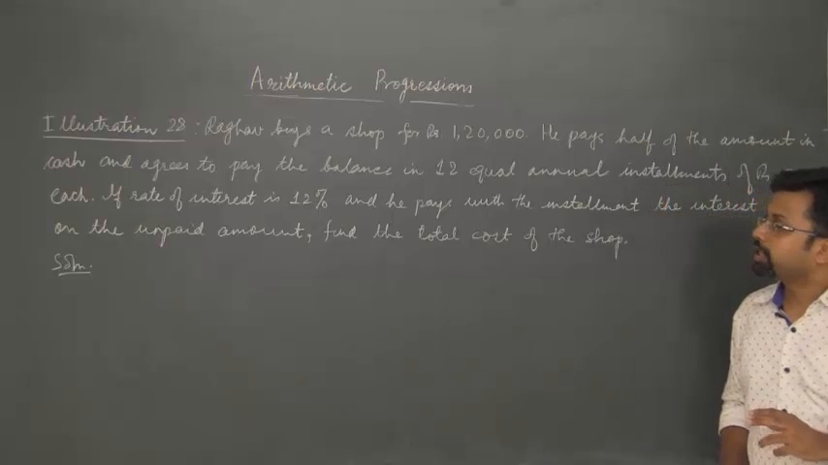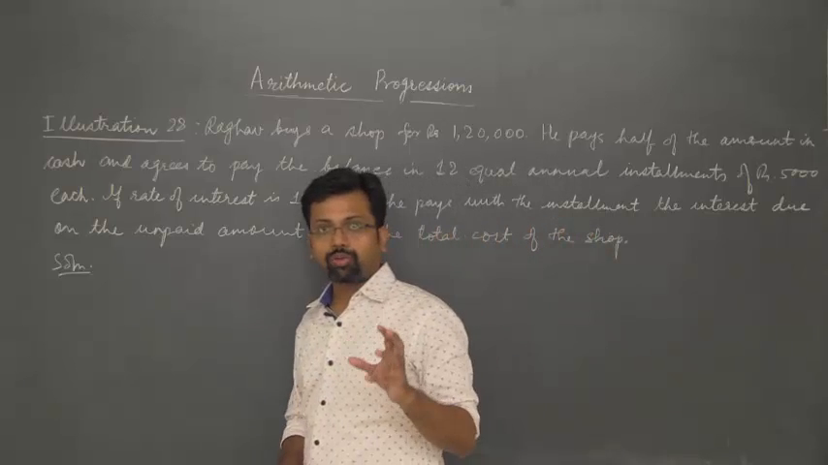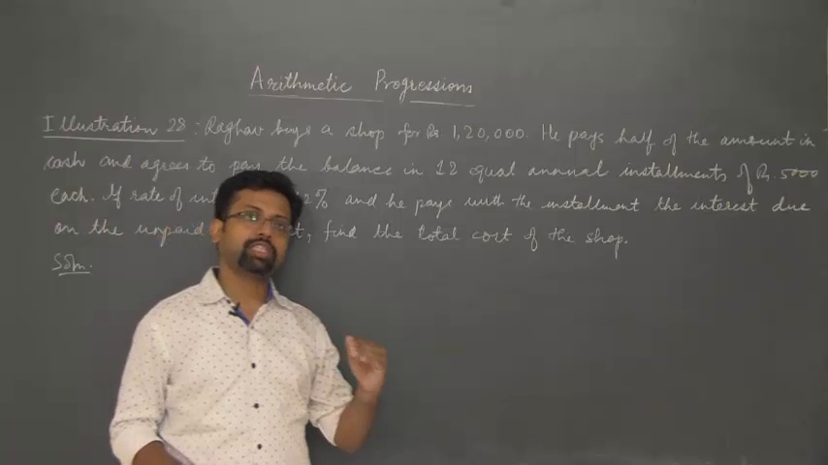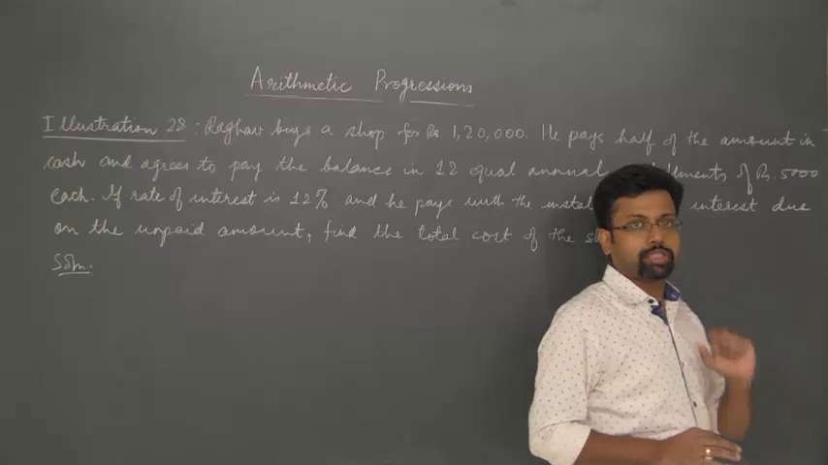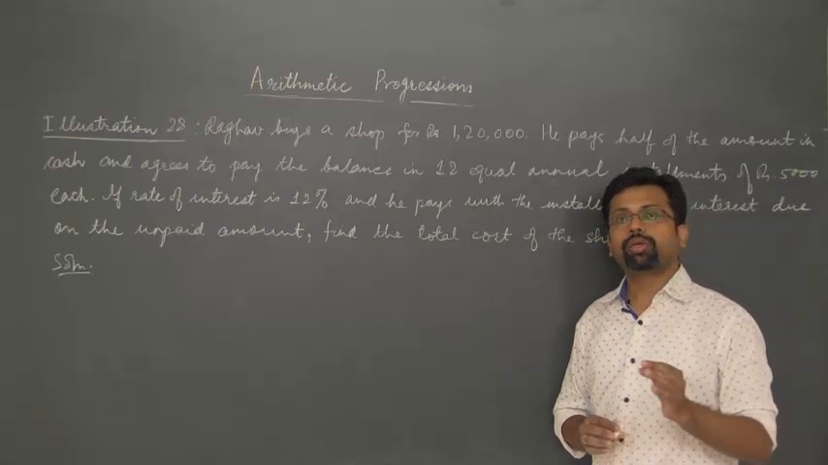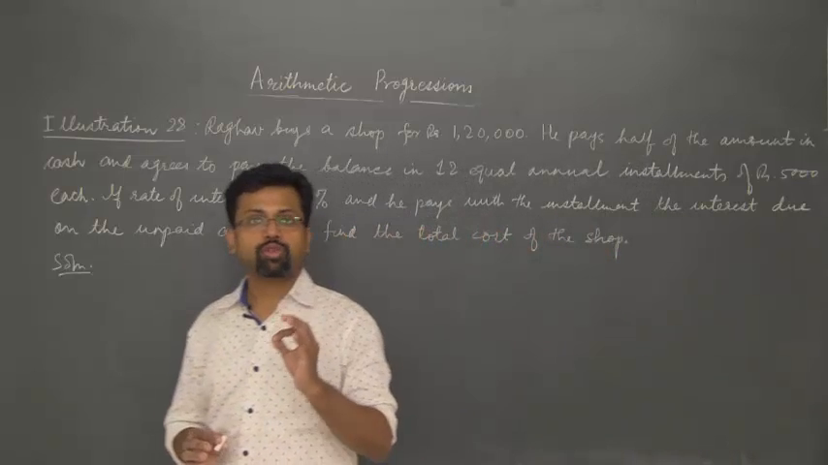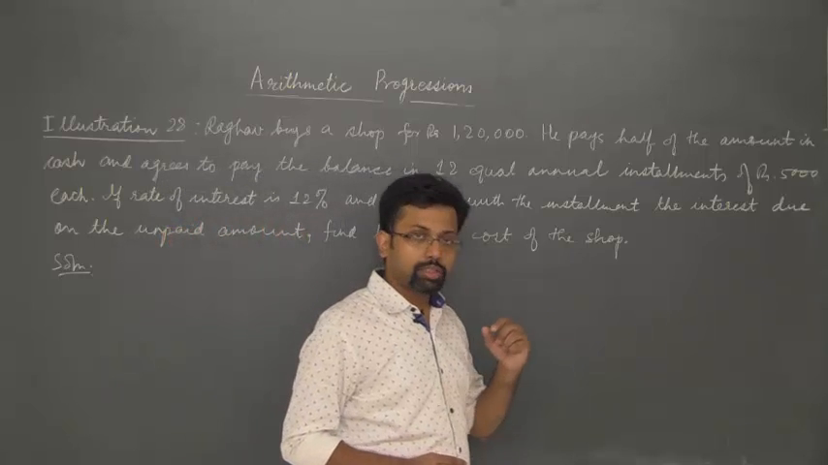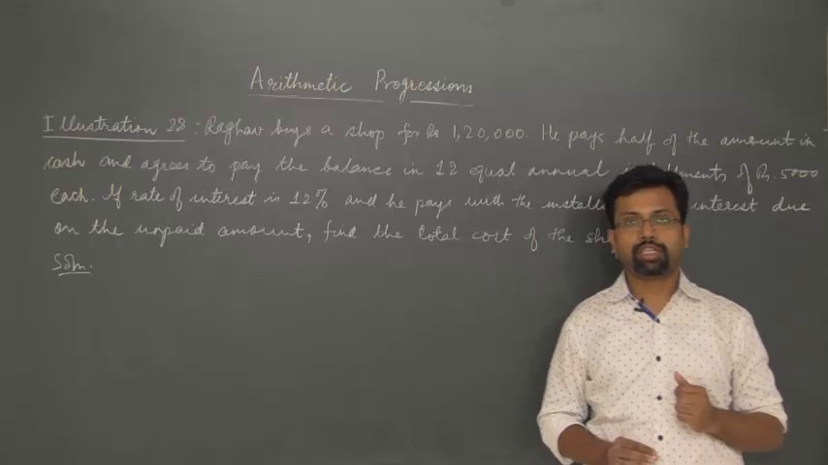The question says that there is a shop that Raghav buys for rupees 1,20,000. Out of the 1,20,000 that he has to pay, he pays 60,000 upfront to the person. So he has paid 60,000 and he has a remainder of 60,000 to pay. So he agrees to pay the remainder 60,000 in equal annual installments of 5,000 each. So he will be taking 12 years to complete the total installments for the shop. So he will be paying up the 60,000 rupees.